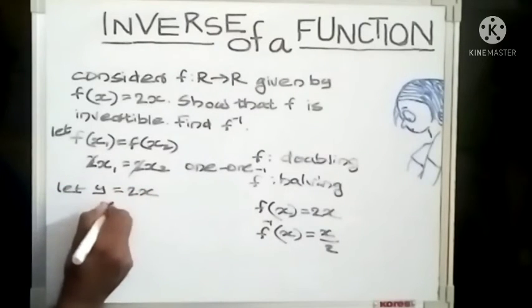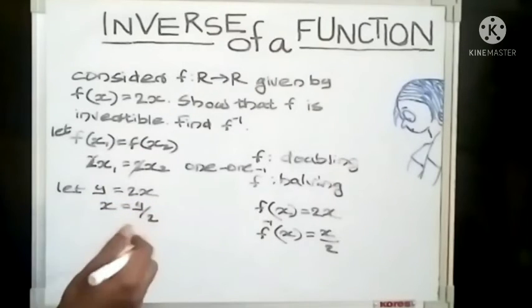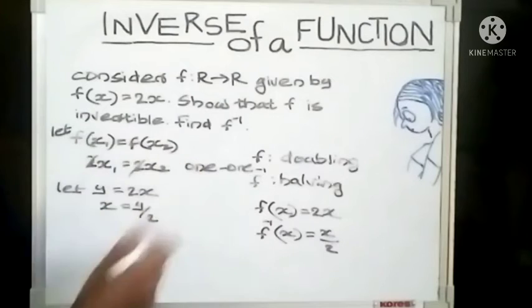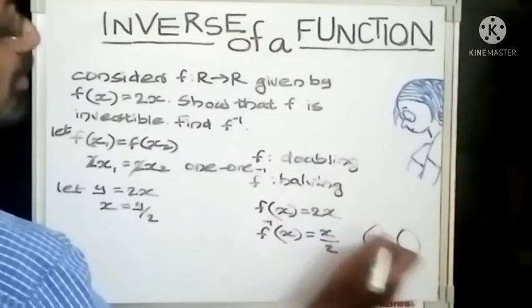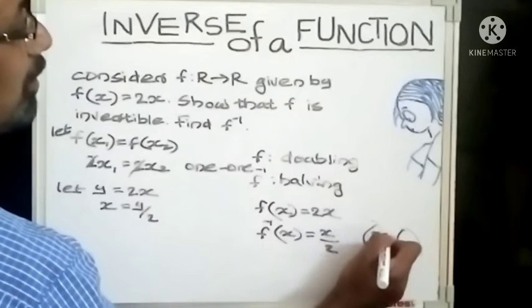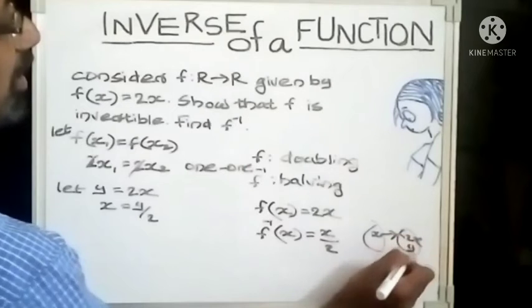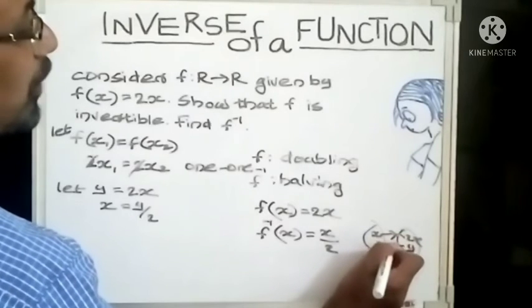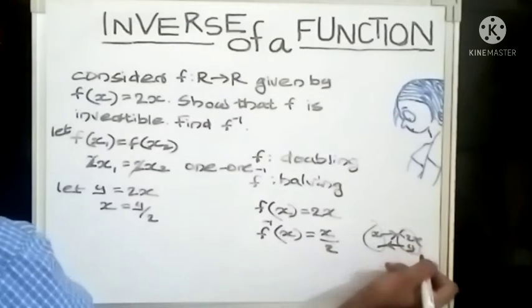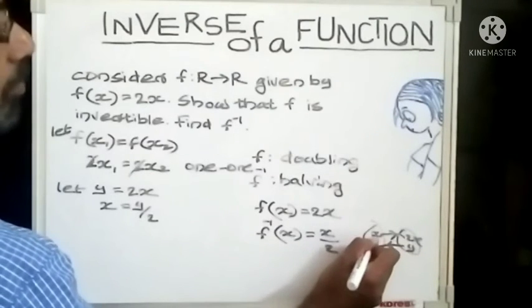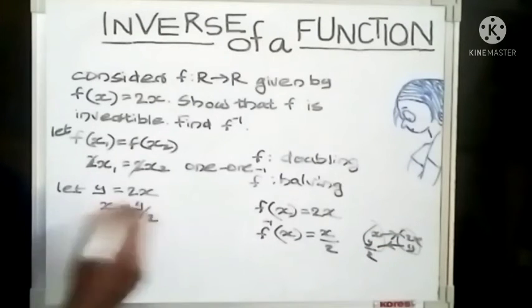Then we have x equal to y by 2, which belongs to R. That is, if there is an x in the first set, its image is 2x. And if there is a y in the second set, the image of y under f inverse is y by 2. Thus, x equal to y by 2.